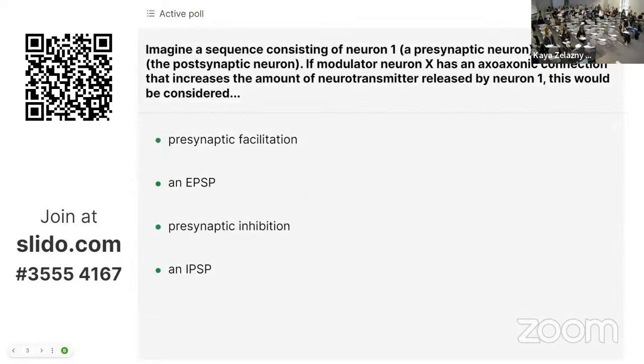We're going to do an example. So we're imagining a sequence where we have neuron 1, which is a presynaptic neuron, and then neuron 2, our postsynaptic neuron. And then we're going to think about the action of a modulator neuron. So modulator neuron X has an axo-axonic connection to neuron 1. It's going to increase the amount of neurotransmitter that neuron 1 releases.